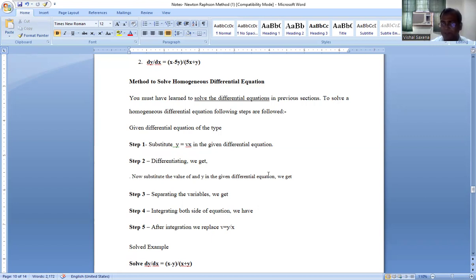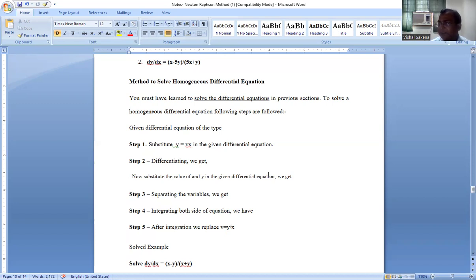The first step of the solution method is to write y equal to vx in our given differential equation. That means we replace the variable y with vx, and then we differentiate y equal to vx. So we have to find dy by dx in terms of v and x.